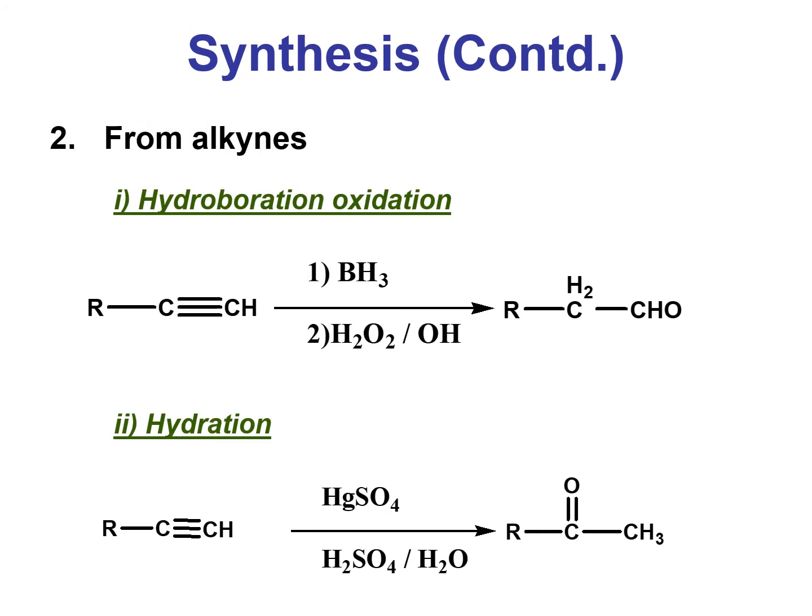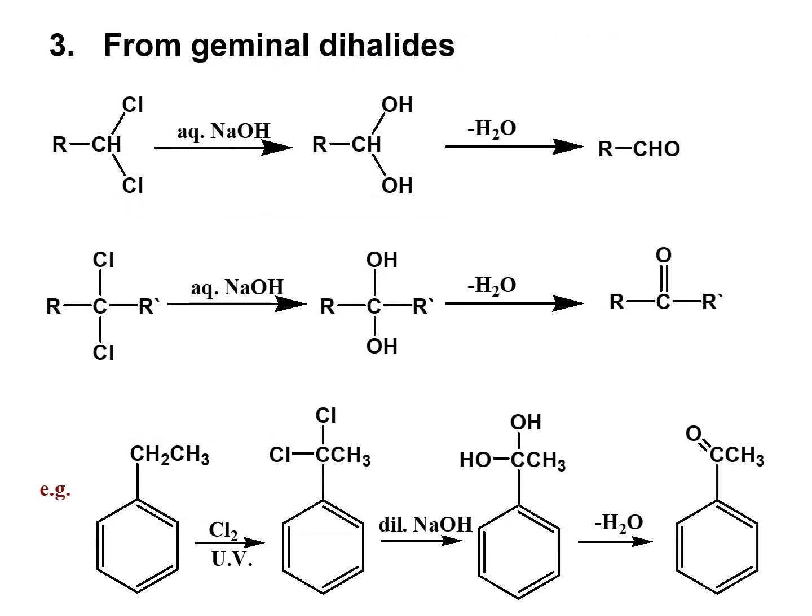From alkynes, as we said, you can hydrate these compounds either in an anti-Markovnikov or in a Markovnikov manner, giving aldehydes in case of anti-Markovnikov and ketones in case of Markovnikov. Geminal dihalides, their halogens can be substituted by hydroxyl groups through a nucleophilic substitution reaction, giving the two hydroxyl groups. And these are unstable compounds. They lose a molecule of water, giving the carbonyl compounds.